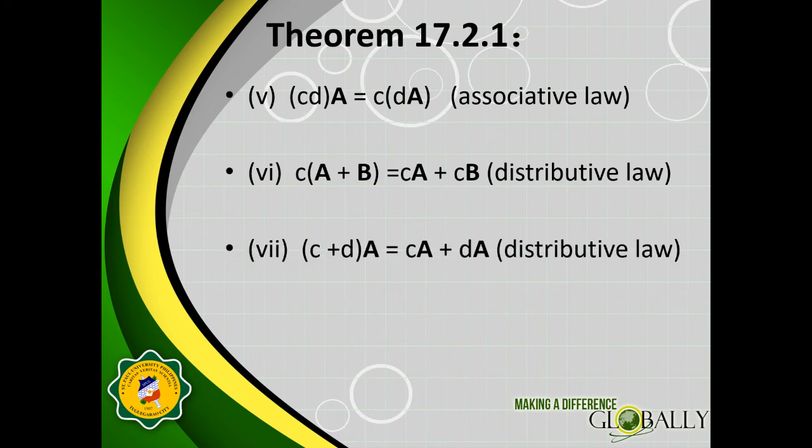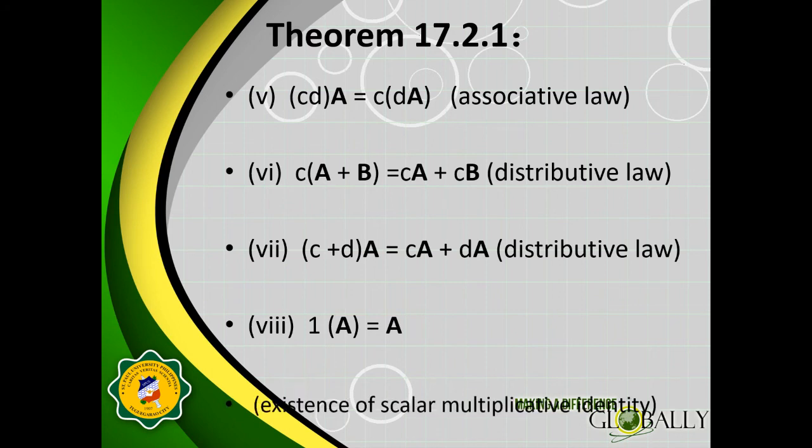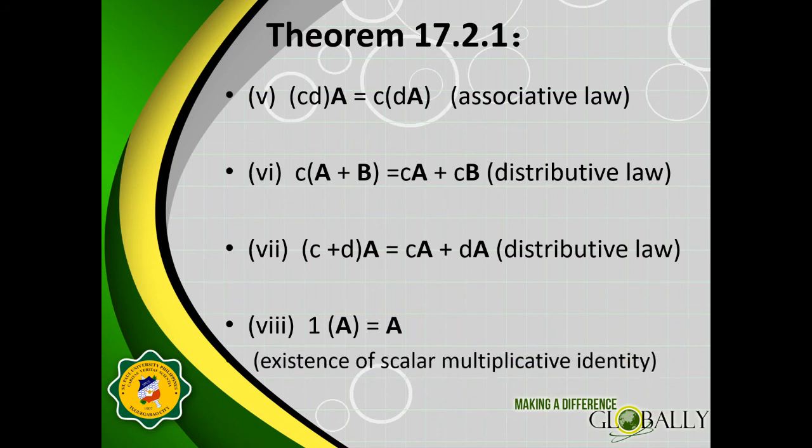7. The sum of c and d multiplied by A equals cA plus dA. We call it the distributive law. 8. 1 multiplied by A equals A. We call it an instance of scalar multiplicative identity.